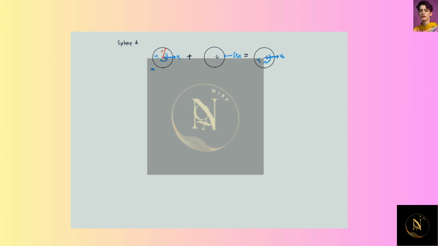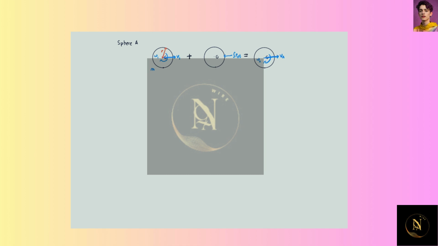Sphere A of mass m and radius r, which is rolling without slipping with velocity v1 and angular velocity omega 1, hits an identical sphere B, which is initially at rest. This produces an impulse and causes sphere A and sphere B to roll with angular velocity omega A and omega B respectively, and to move with velocity VA and VB respectively. Let's first look into the impact on sphere A.